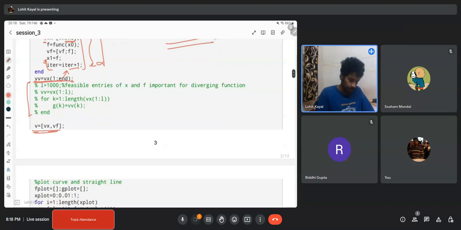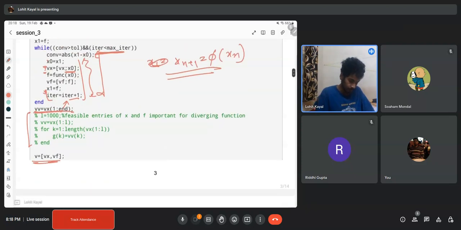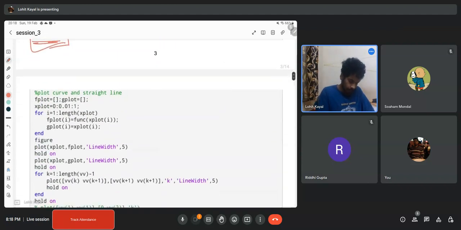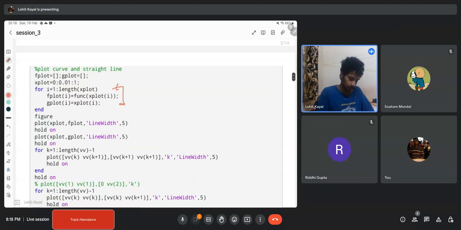So here, v equal to vx comma vf. So I am defining this value. This is the vf, this is the vx. So again I am defining it in another matrix, which is v. So here I am just defining the function for this point, and I am plotting this and this.